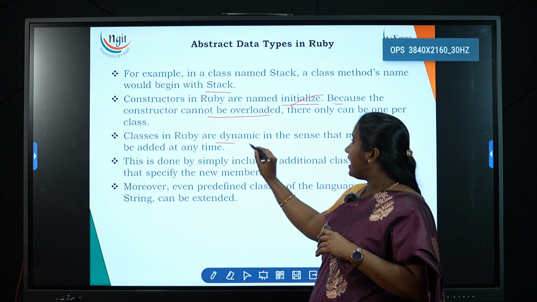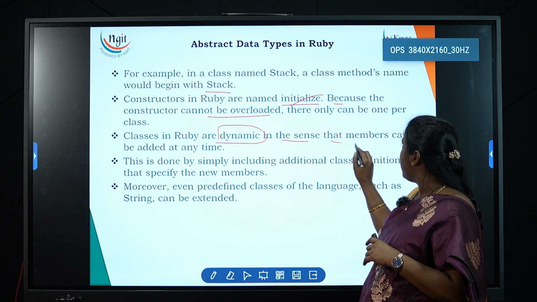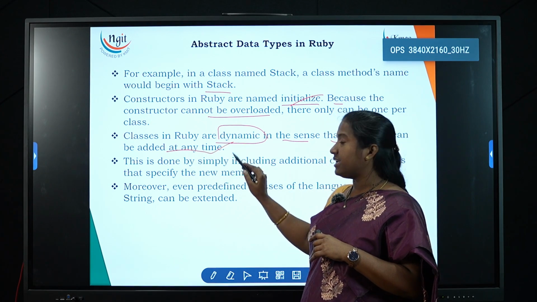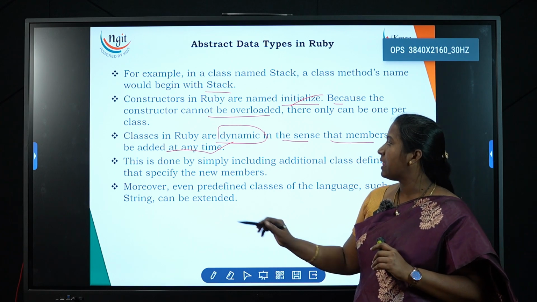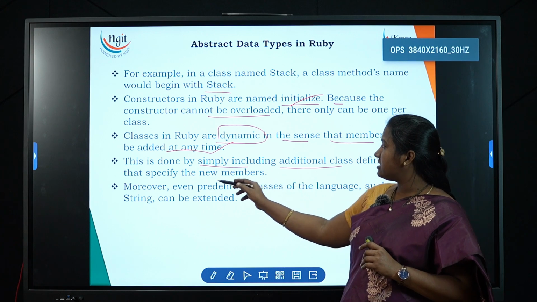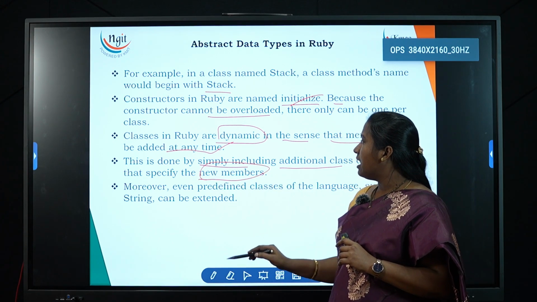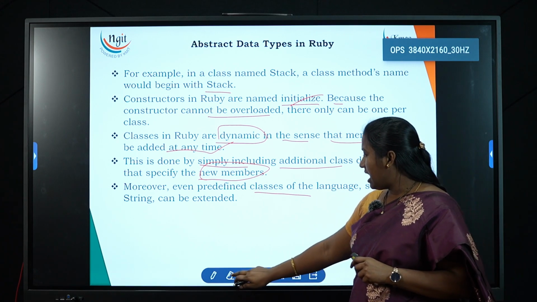Classes in Ruby are dynamic. This is what is important, dynamic, in the sense that members can be added at any time. This feature you will not see in the previous set of languages. This is done by simply including additional class definitions that specify new members. Moreover, even predefined classes of the language, such as String, can be extended.